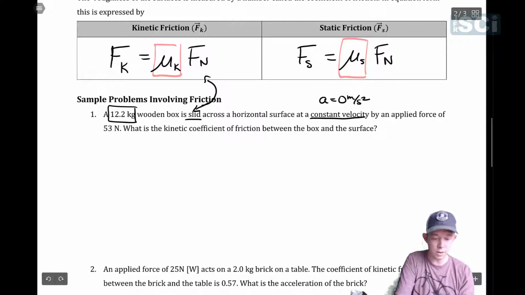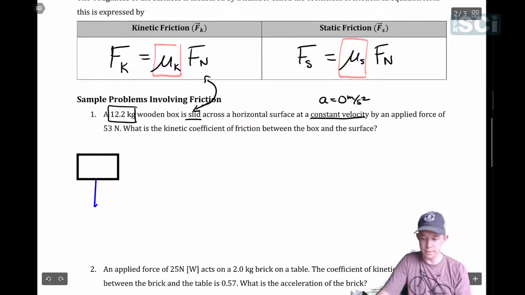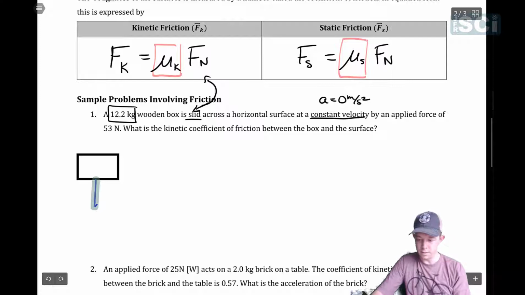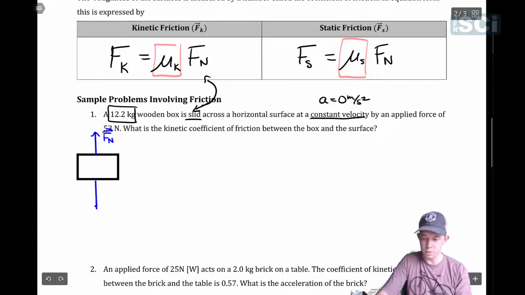So let's go ahead and draw ourselves a free body diagram of the scenario. So I have a box here. It has a gravitational force acting downwards on it. Let's get it straight down. So there's my straight down gravitational force. I have a normal force, which should be roughly the same length acting upwards. So we'll draw that as my normal force, my gravitational force.